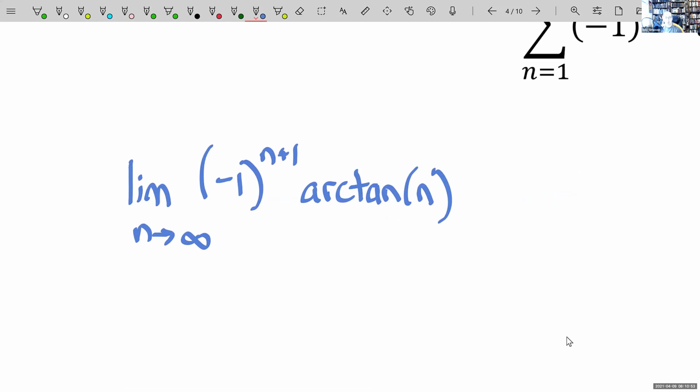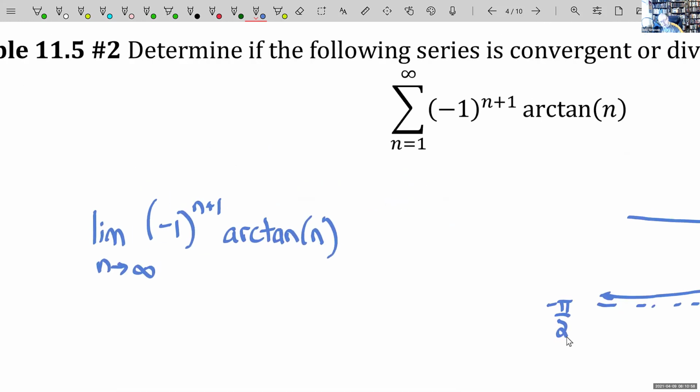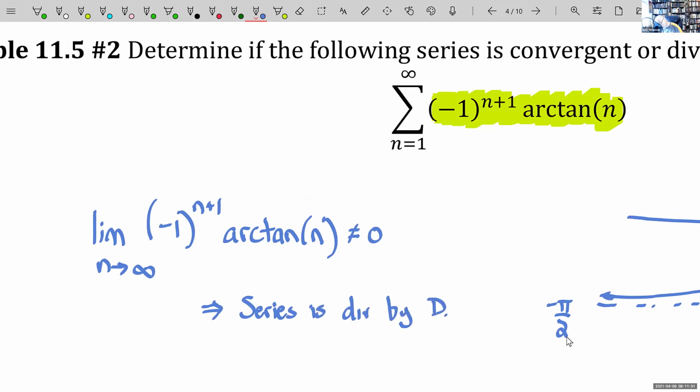Remember, all convergent series require that the limit of their sequence be 0. If that's not going to be 0 in the long run, then the series will never converge. So this, I happen to know, is non-zero. I don't care if it's finite or infinite. It's just not 0. It's not 0, which implies our original series is divergent by the divergence test.